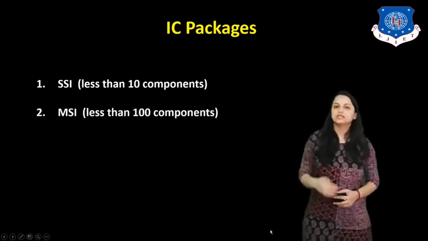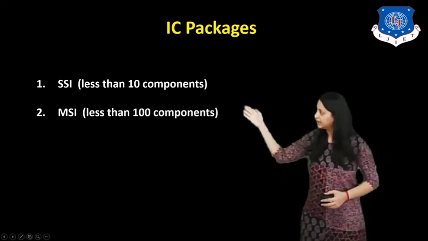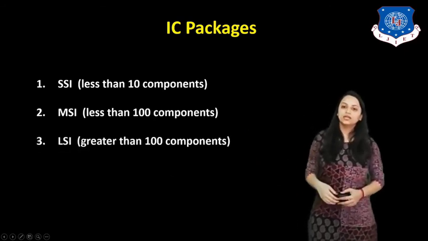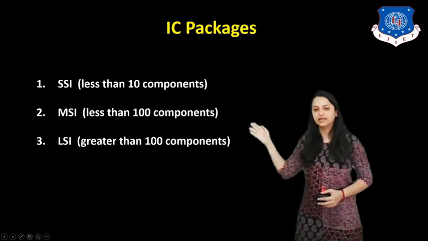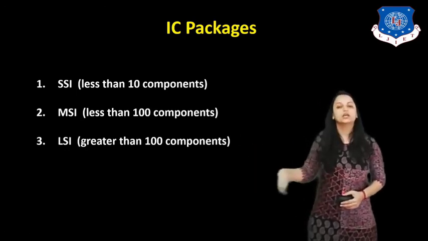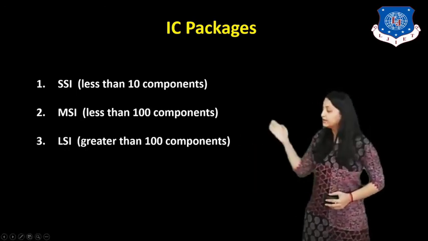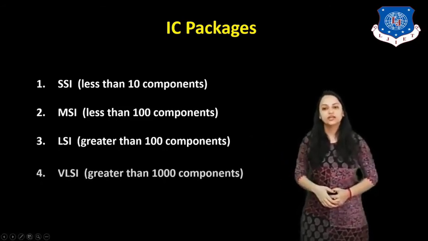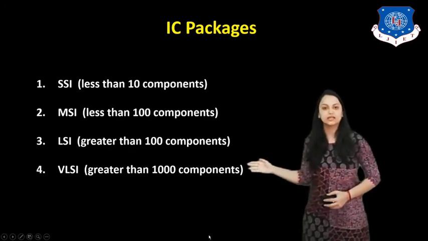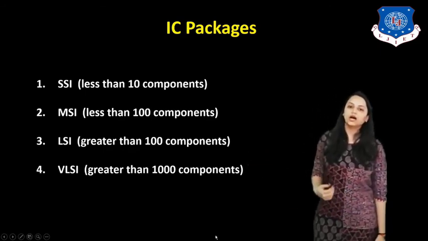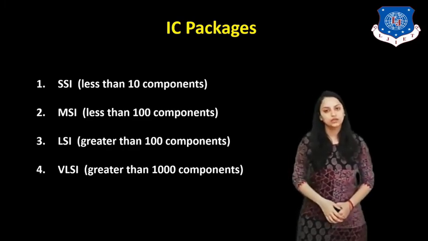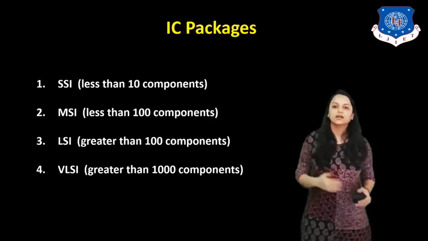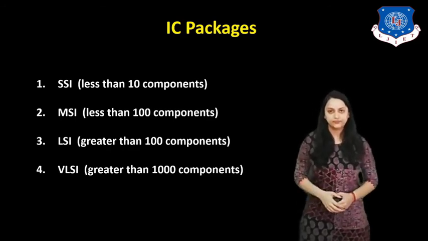Second one is MSI, that means medium scale integration. It will use less than 100 components. Then the third one is LSI, that stands for large scale integration. If the components used for manufacturing the IC are greater than 100, that is called LSI. And the last one is VLSI, very large scale integration, if the components used are greater than 1000. So these are the 4 IC package types: SSI, MSI, LSI and VLSI.